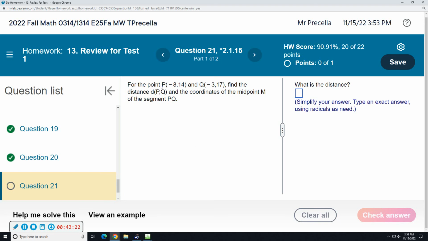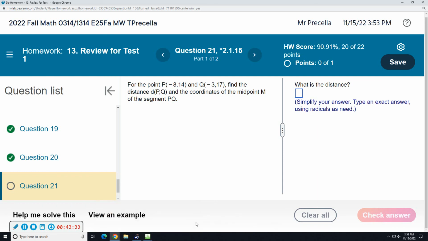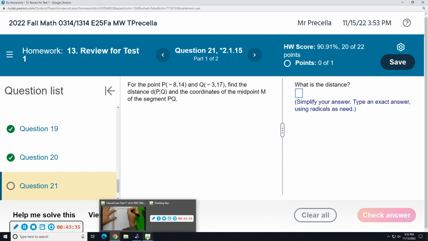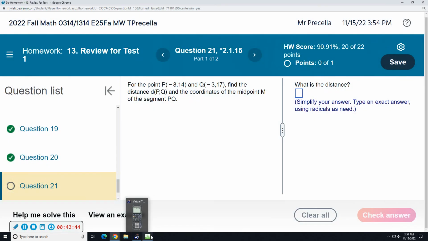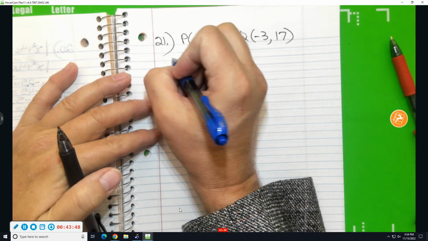For the points P and Q, find the distance from P to Q and the coordinates of the midpoint. Point P is at the point negative 8, comma 14. Point Q is at the point negative 3, comma 17. So what do they want first? Distance or midpoint? I think they want the distance.